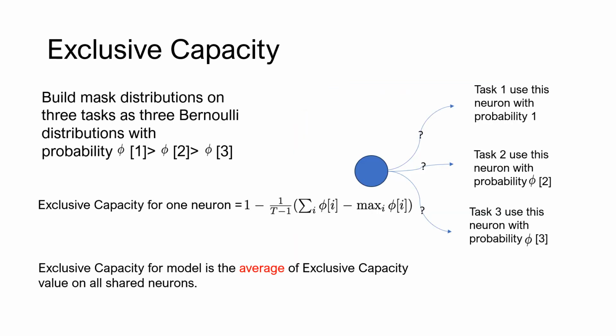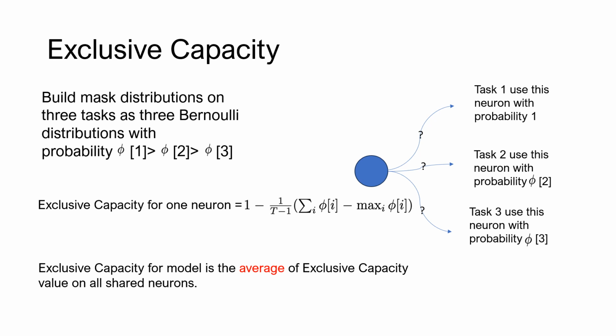We use a concept named exclusive capacity or EC to describe the degree of parameter sharing. This concept is defined on the parameterized mask distribution, where we can calculate the probability as a continuous EC value. It should be noted that we set the probability to 1 on the task with the highest probability to avoid the situation where the neuron is not used by any task. And we define the EC value of a network as the average EC value across all shared neurons.